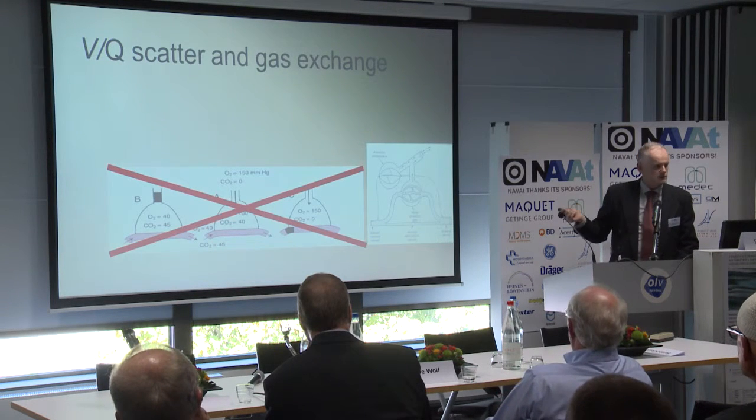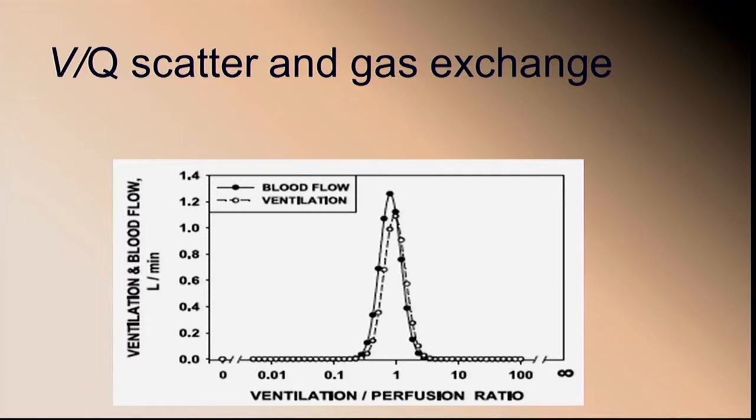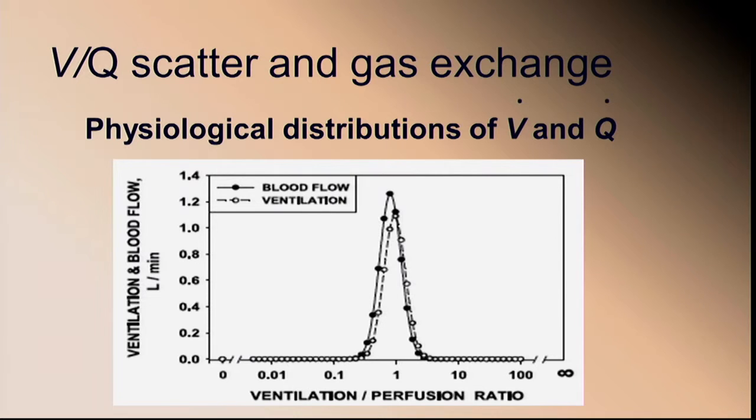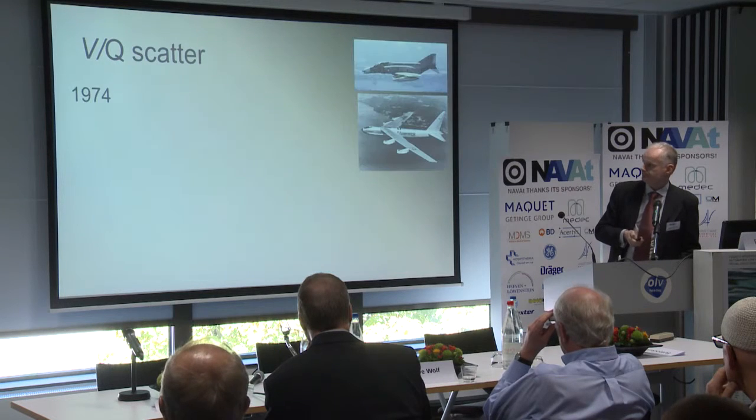So the problem is that the lung doesn't look like this at all. It doesn't look like this, it doesn't look like this. The lung actually looks like this. This is what ventilation perfusion ratios in the lung actually look like. What we call physiological log normal distributions, which means that if you plot VQ ratios on the x-axis, and it's a logarithmic scale, you get Gaussian or normal shape distributions or approximations of those. And the log standard deviation of that distribution can be measured as an index of the degree of VQ scatter that's occurring in the lungs.